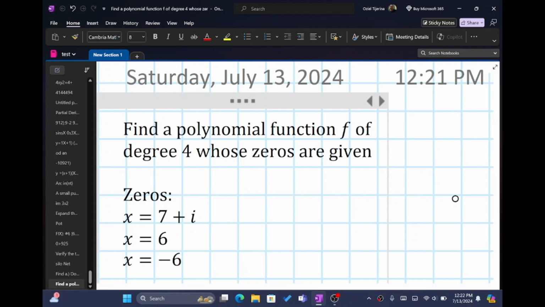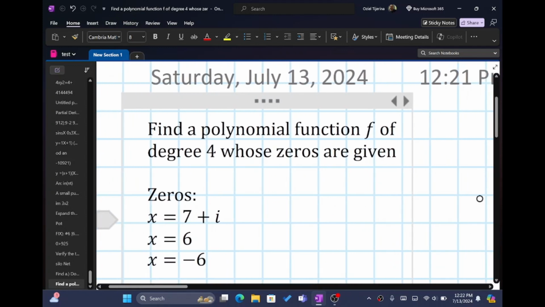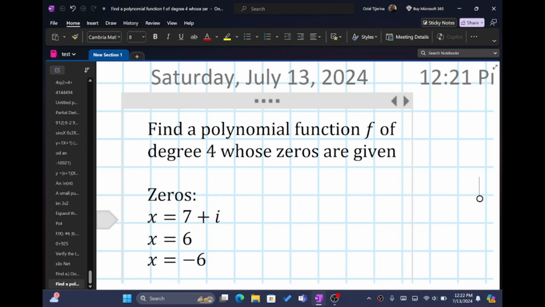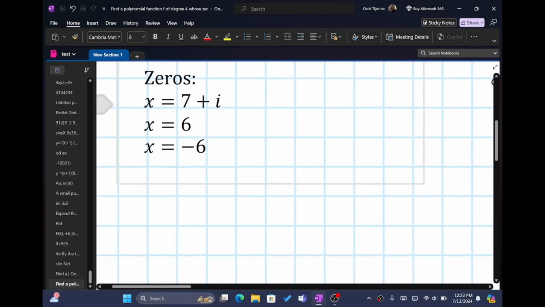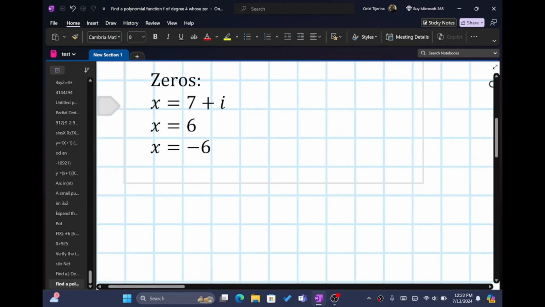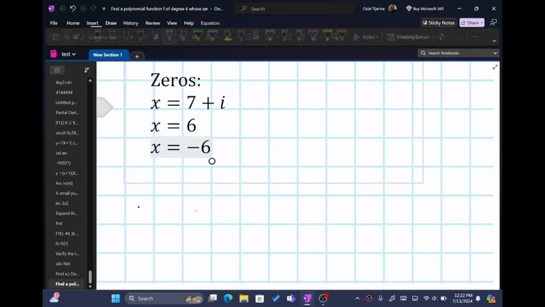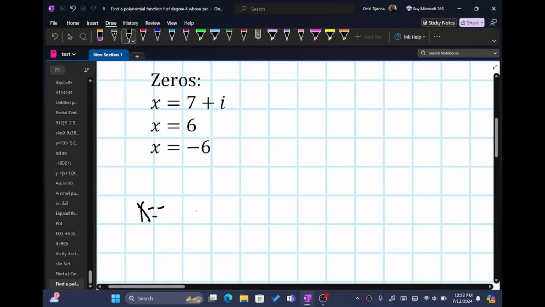We want to find a polynomial function. So it says find a polynomial function f of degree 4 whose zeros are given. The zeros are x equals 7 plus i, x equals 6, and x equals negative 6. There's a reason why it is of degree 4. So let's first write down our zeros: x equals 7 plus i, x equals negative 6, and x equals 6.